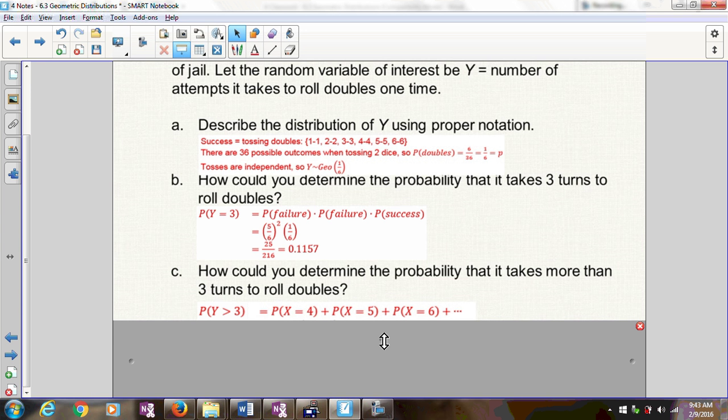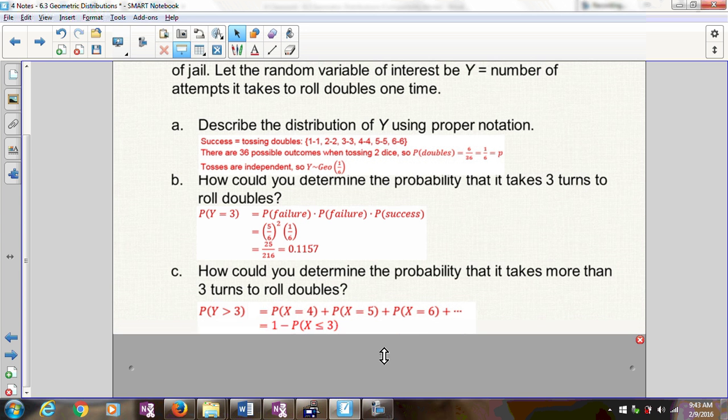Well, think about what we did with the binomial distribution. If I take the complement of this event, then it's 1 minus the probability that x is less than or equal to 3. And that is finite, because then I just need to find the probability that x is 1, plus the probability that x equals 2, plus the probability that x equals 3, and then subtract that sum from 1, and that'll give me the complement of this event.